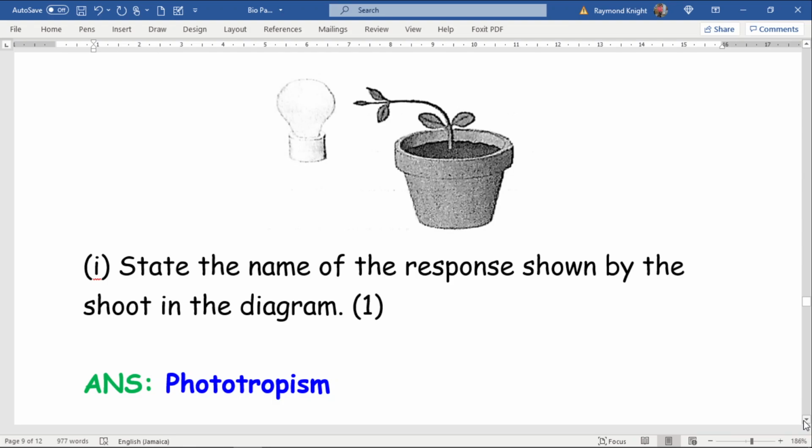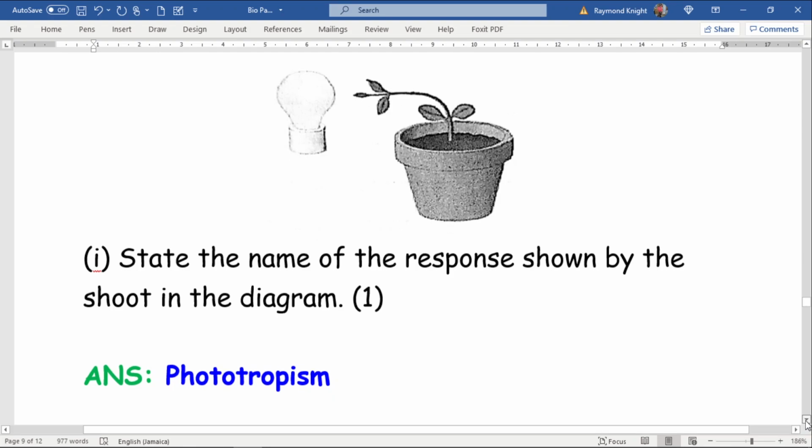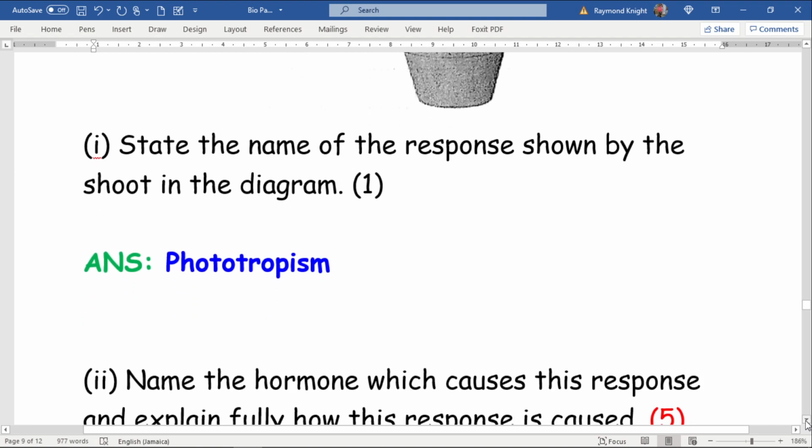And please know the other tropisms, such as geotropism and hydrotropism. You need to know all of those, so please go through and note them.